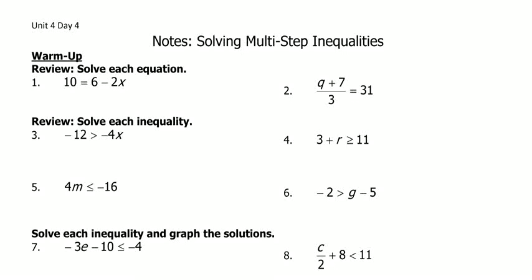Alrighty, so to get things started on Unit 4, Day 4, solving multi-step inequalities, it has us doing a quick review over how to solve equations, basic equations. And as you remember, we're going to subtract the constant from both sides, and that's going to leave us with 4 equals negative 2x, and then we divide each side by negative 2. And that's going to leave us with negative 2 equals x.